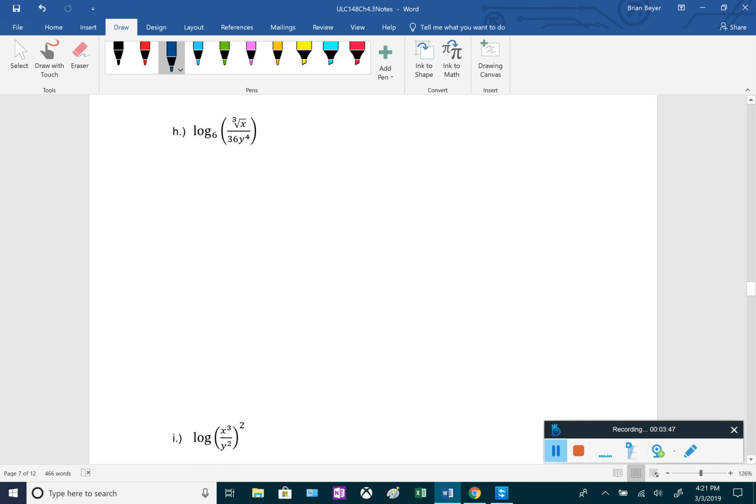log base 6 of the cube root of x over 36y to the 4th. Okay, so we have 3 factors here. We have an x in the numerator, a 36 in the denominator, and a y in the denominator. So there's going to be 3 log base 6's. So it's going to be log base 6 of the cube root of x. I'm going to give it an exponent of 1/3. The next ones are going to be negative because they're in the denominator. So minus log base 6 of 36 minus log base 6 of y to the 4th.